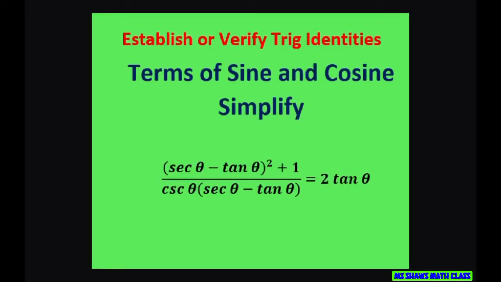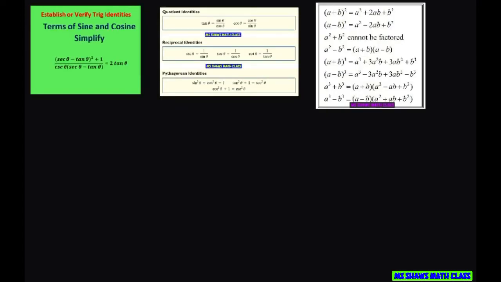Hi everyone, we're going to verify the trig identity given here. So we'll get started. The first thing let's do is expand the secant minus tangent squared.